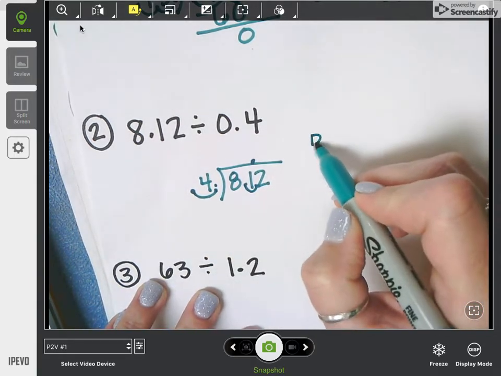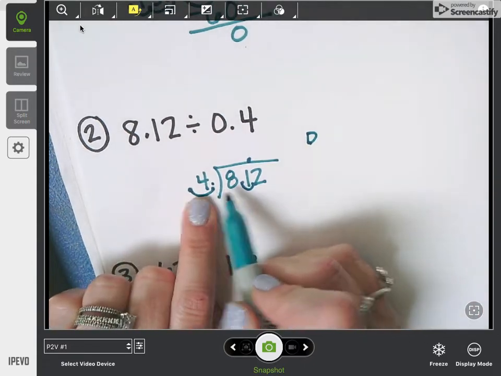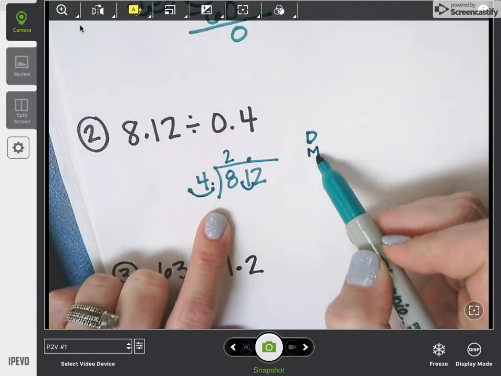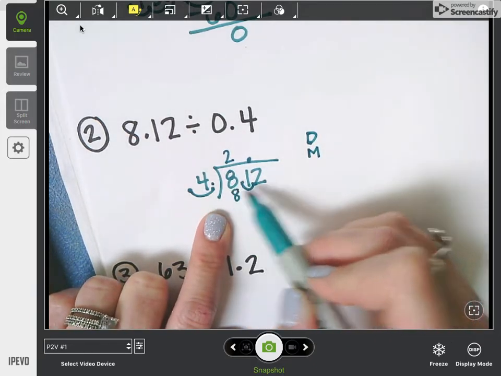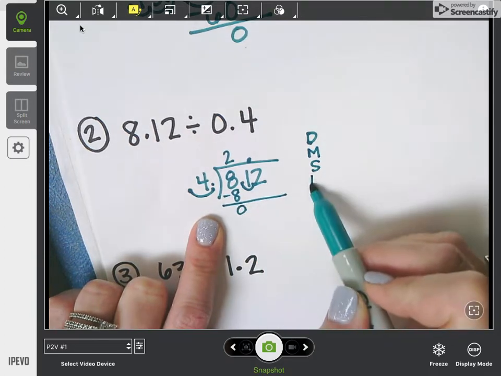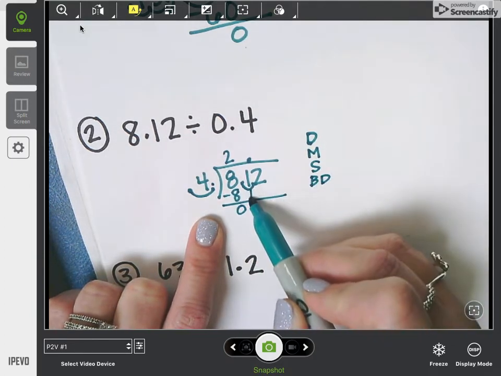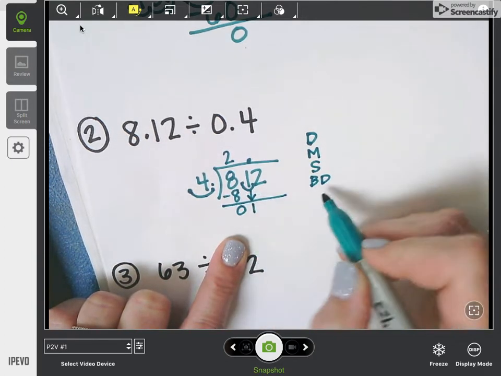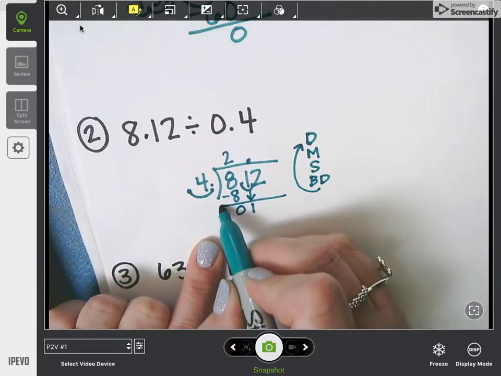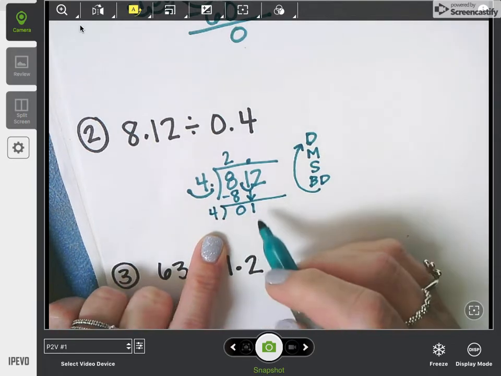And now I begin my division process. How many 4s can I pull out of 8? 2. Let's multiply. 2 times 4 is 8. Let's subtract. 8 minus 8 is 0. And let's bring down the next digit, which in this case is a 1. We're going to repeat this process and begin again from the beginning. We're going to divide by 4 again.